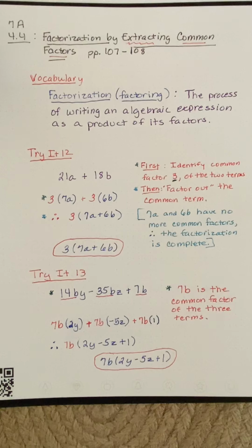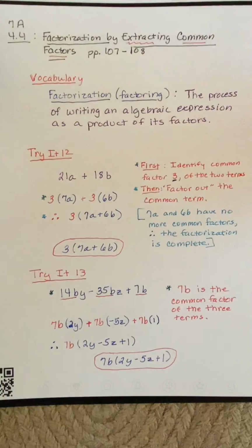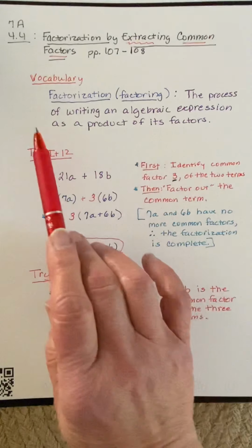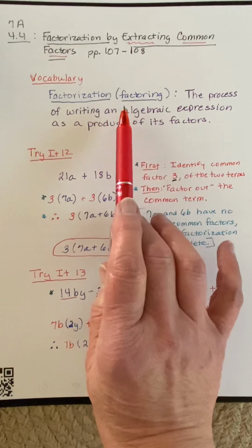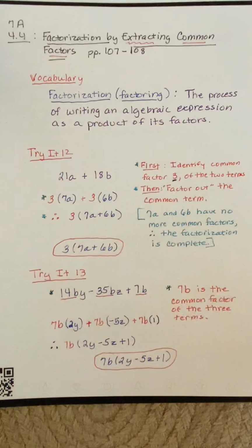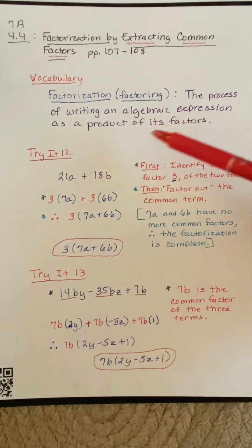Hi, pre-algebra. Welcome to lesson 4.4, factorization by extracting common factors, starting on page 107 and going through 108. Extracting actually just means pulling out. Common means the same. Factors are two numbers that, when multiplied together, total a certain number. So for vocabulary today, we need to learn the term factorization or factoring. They are used interchangeably. Factorization is the process of writing an algebraic expression as a product of its factors.